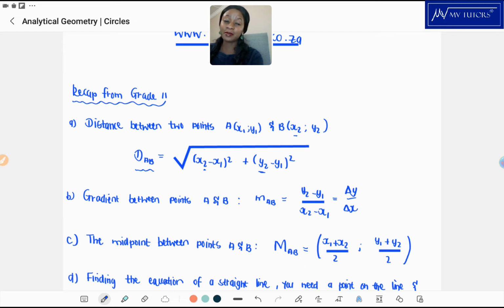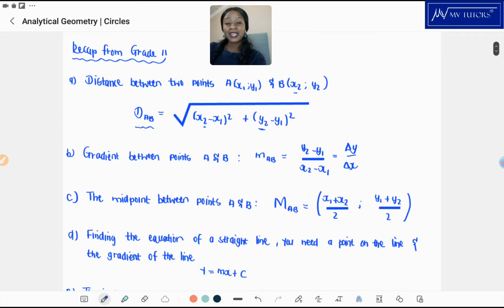Don't decide to flip it because signs might be wrong or the numbers might just be wrong. So please just be consistent. We get the difference of the x coordinates and we square them, and we do the very same thing for the y coordinates. And then after getting that answer, we square root it, and then we can get the distance between the 2 points, points A and B.